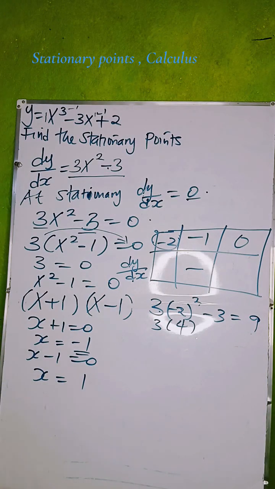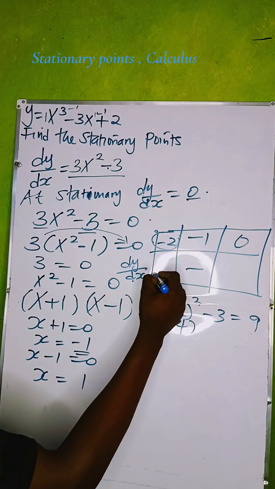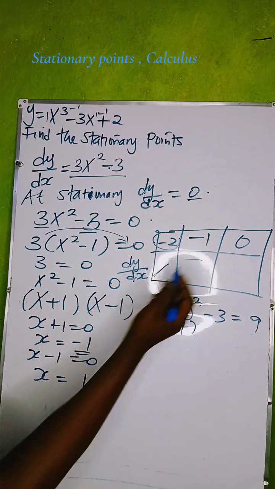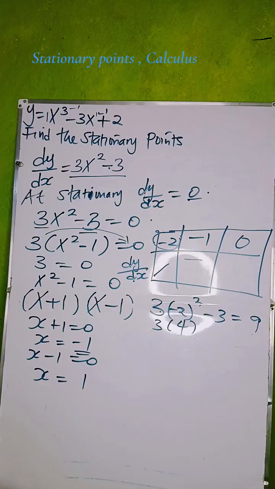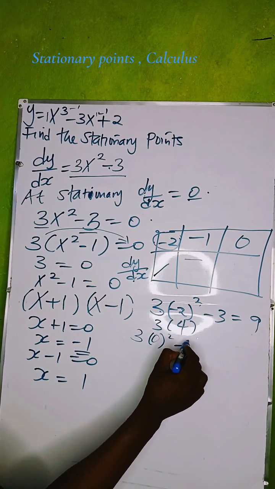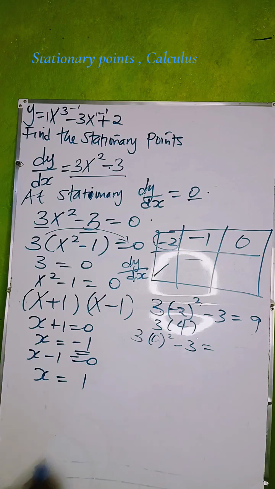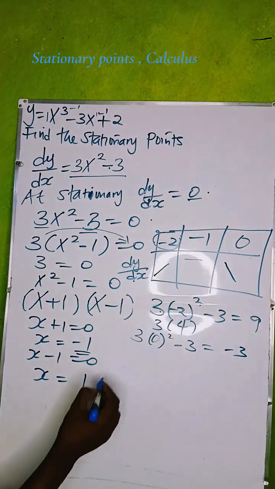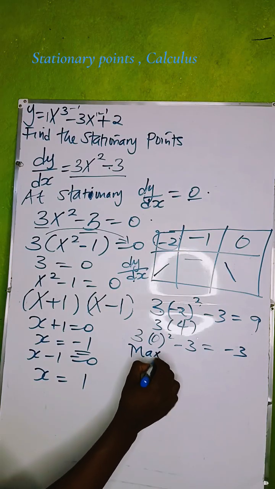And when we look at 9, our value is positive. And since it's positive, then we shall assume that it is upward sloping. And then the other one is 0. When x is 0, what is dy dx? We are going to replace here. So we shall have 3 times 0 squared minus 3. This gives us negative 3. So our value is negative, therefore it is downward sloping. So therefore this point is going to be a maximum point.